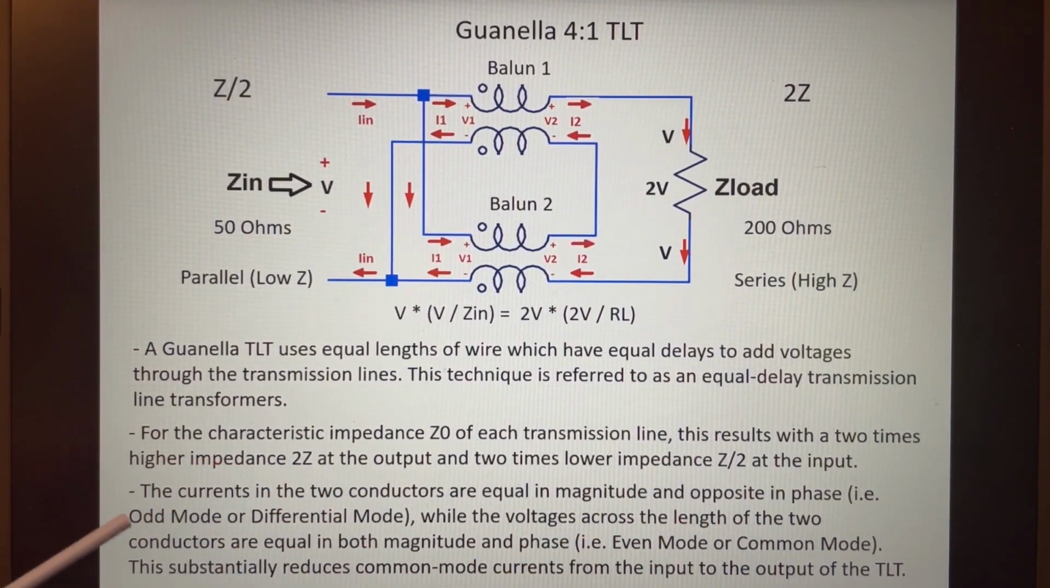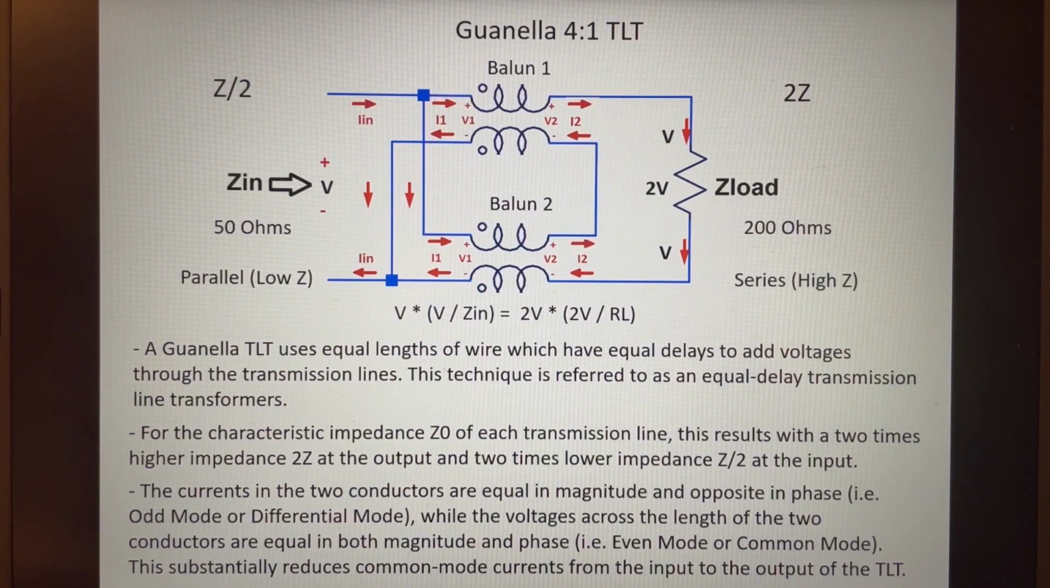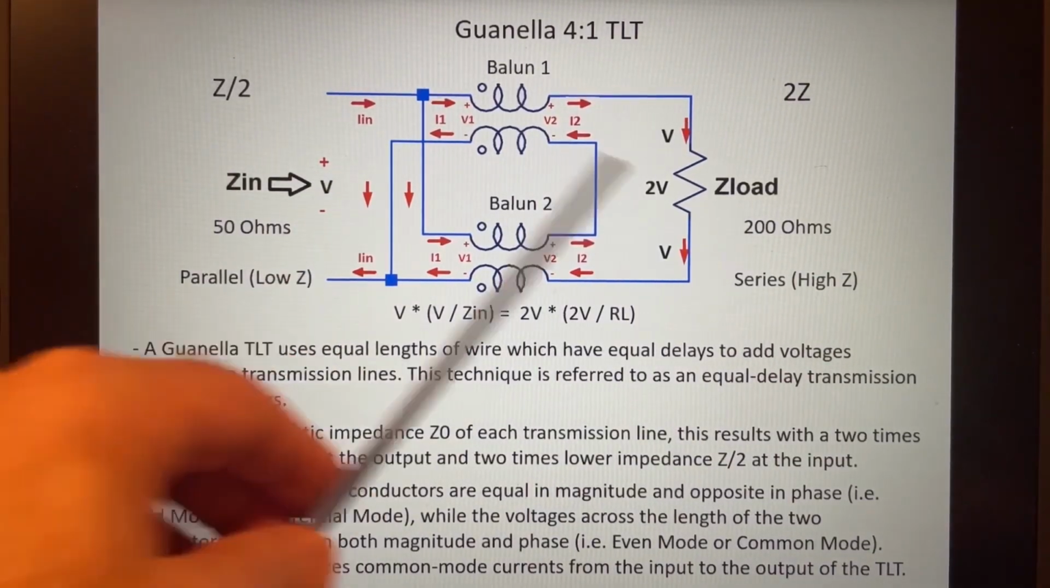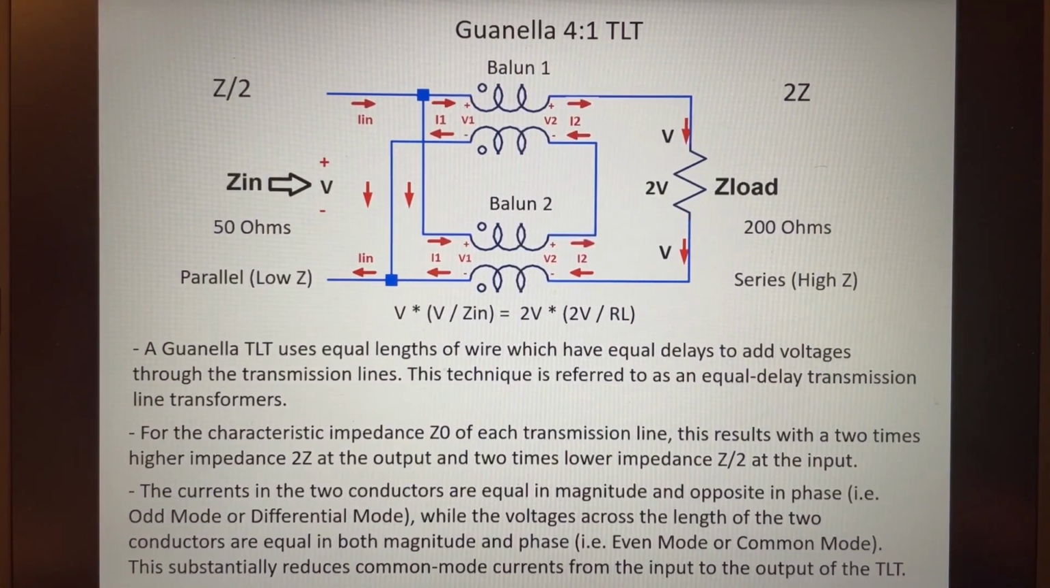Okay, so that's called odd mode or differential mode, while the voltages across the 2 conductors are both equal in magnitude and equal in phase. This is called even mode or common mode. And this helps us to reduce the common mode currents in the input side and output side of the TLT. So we're going to take a much closer look at exactly how it divides the current and how it doubles the voltage and what all that means.